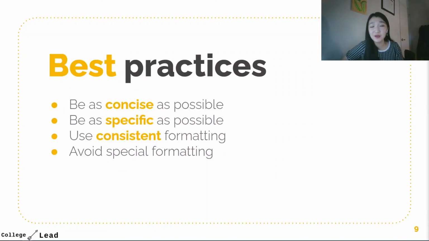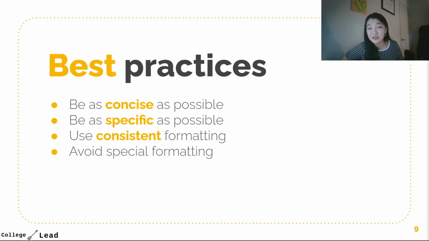In general, here are 4 best practices you want to stick with as you write these descriptions. First is to be as concise as possible. This might be obvious, but again, you have 150 characters, so if you can shorten any words and save a character here and there, go for it. The next is to be as specific as possible.